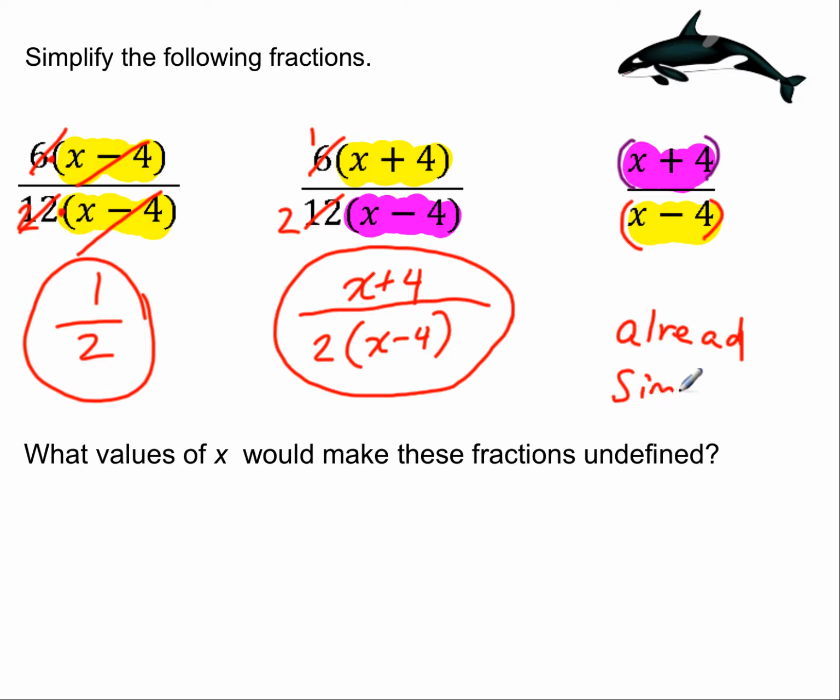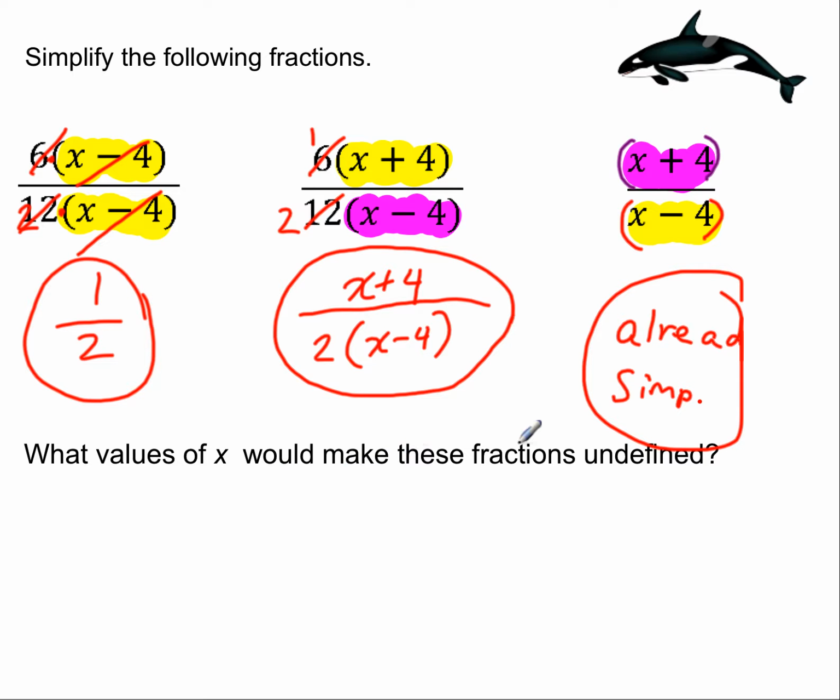Okay? Already simplified. So that is how we do these questions. And I'm going to show you some more examples in a moment that are a little bit more complicated, and I think you'll get into the groove of it. But it's got to have multiplication in between it for it to cancel. Okay, now the next question.